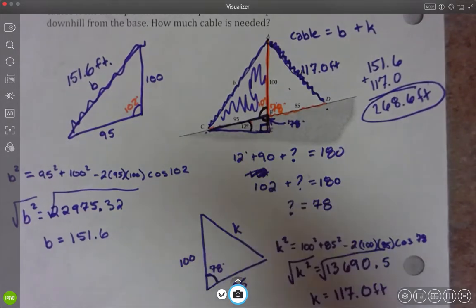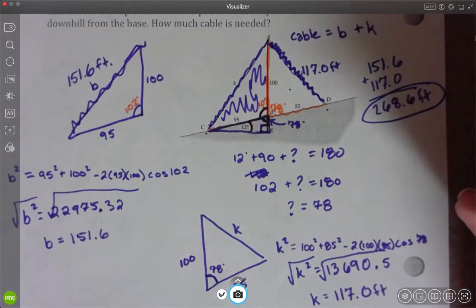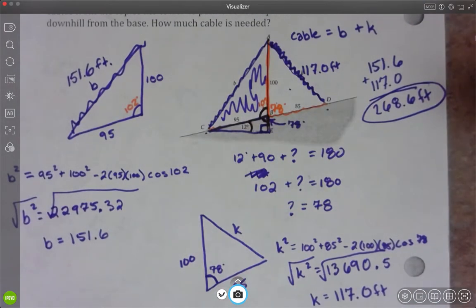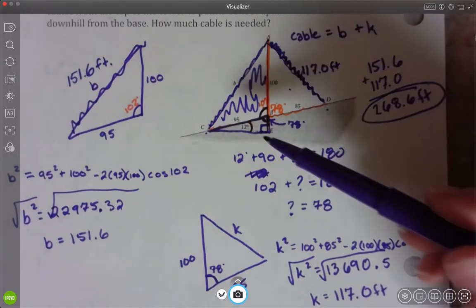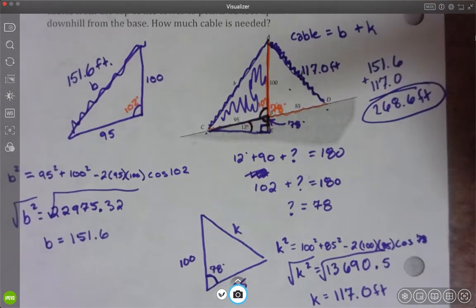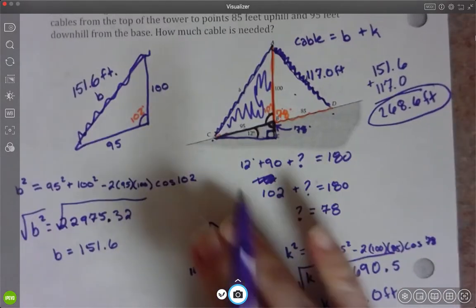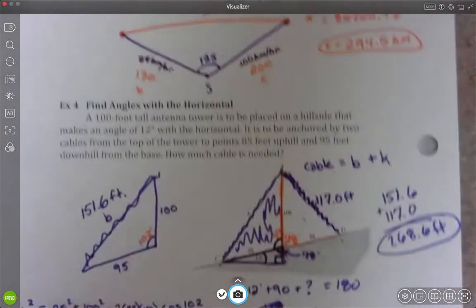But looking at this diagram to start with, it's kind of overwhelming, okay? Just think about what they're asking for, separate them out into two pieces if you need to. And then the angle that they gave us, we can use to find any of the other angles that are there, okay? All right, that is what I have for you for homework.